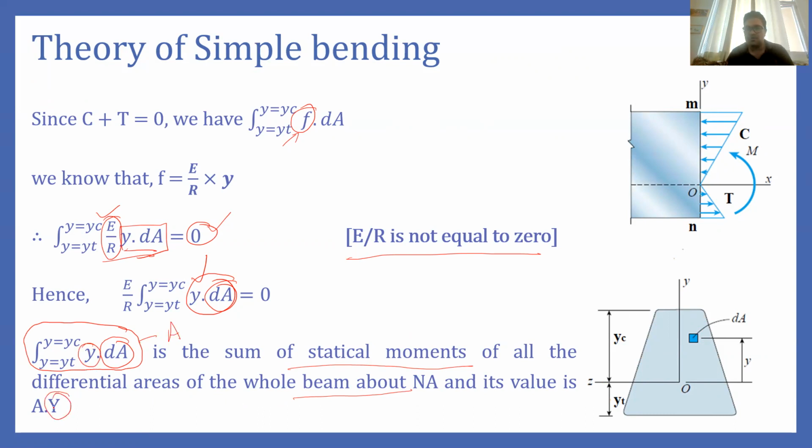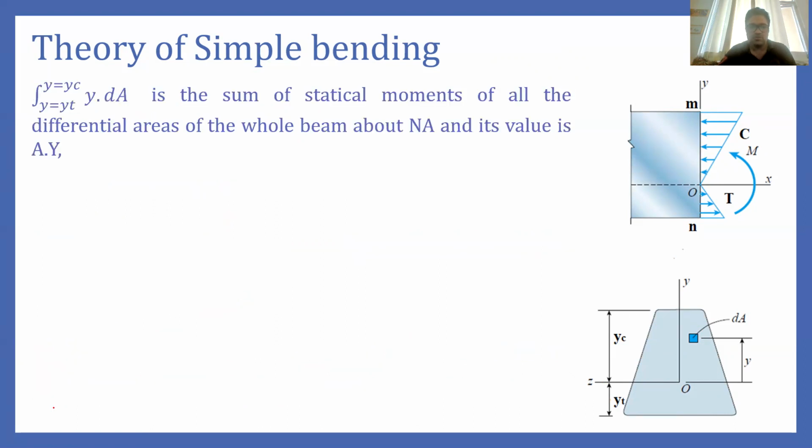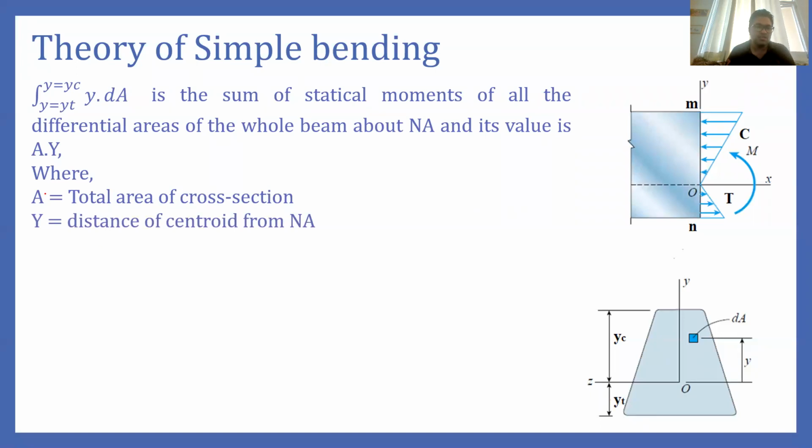Now, what is capital Y? Capital Y is basically the distance of the centroid of the cross section from the neutral axis. So the distance from the neutral axis to the centroid is Y. Here I have written A is the total cross-sectional area and Y is the distance of the centroid from the neutral axis. So this is only the interpretation of this integral.